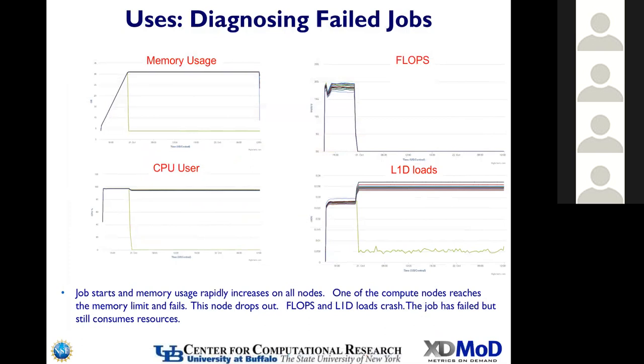You can look at memory usage, you can look at CPU user, and these are functions of time, flops and L1D cache fill rates. And the take-home message in this is that one of the nodes reached its memory limit and it fell off. The other nodes kept chugging along, but it wasn't a productive job, and so you were wasting all those CPU hours that the nodes were tied up when one of the nodes had already failed, and so the job failed. But the job didn't know that, so it just kept running.